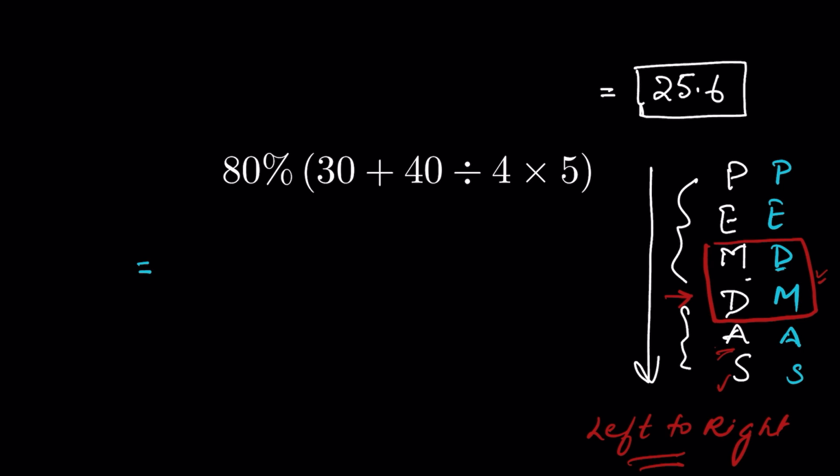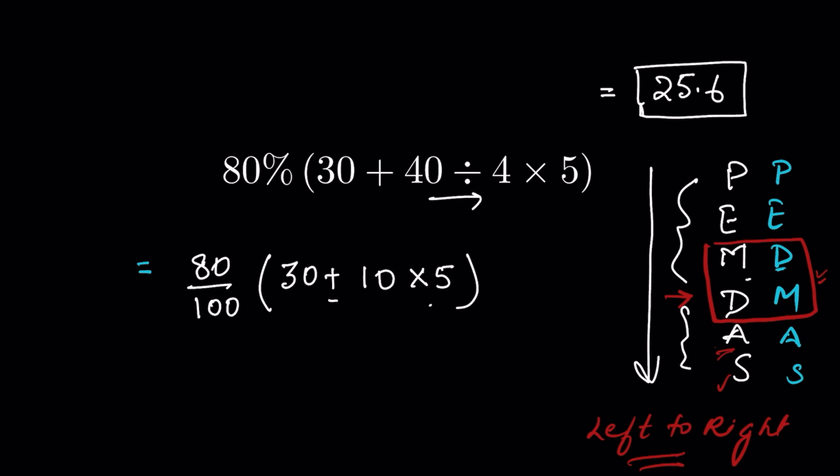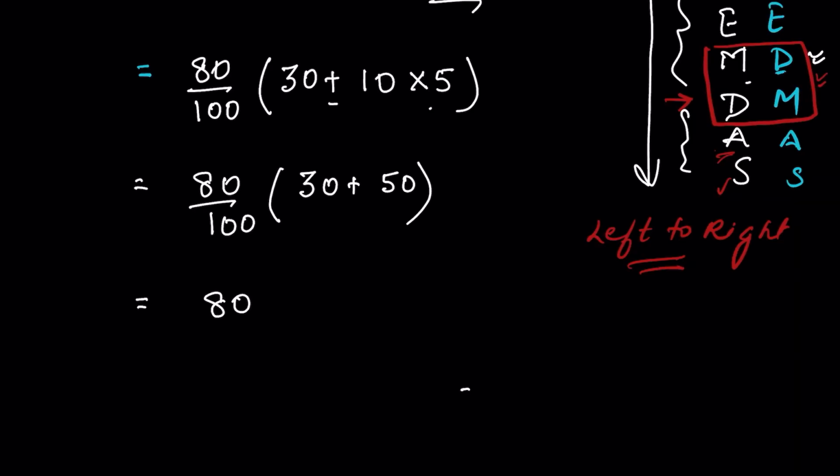So if we write 80% as 80 upon 100, then 30 plus, from left to right we have division first, so we'll do division first. 40 divided by 4 is 10, then times 5. Now we have addition and multiplication. Multiplication has priority over addition, so again 80 upon 100, then times 30 plus 10 times 5 is 50, or 80 upon 100 times, 30 plus 50 is 80, so times 80.